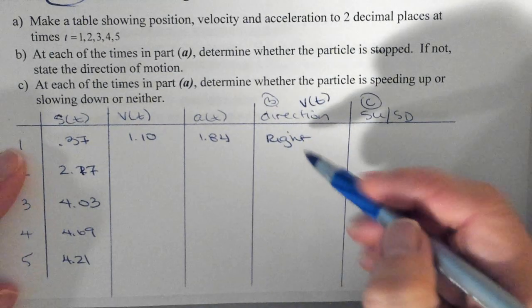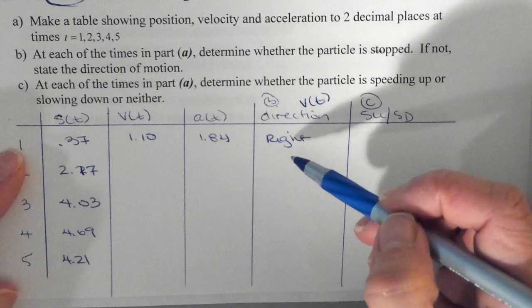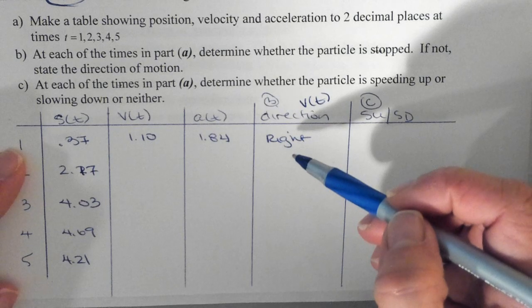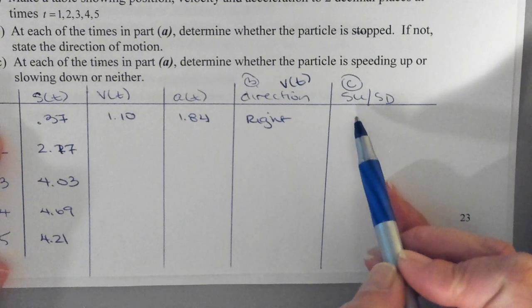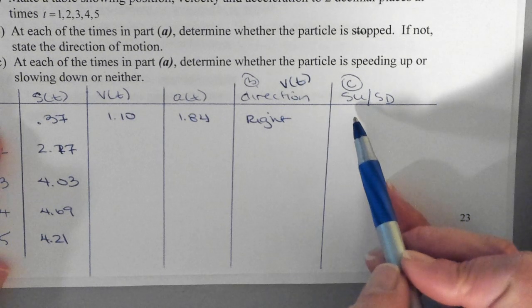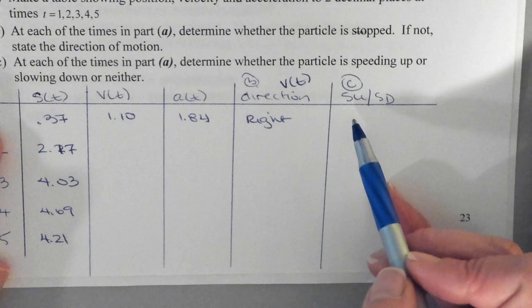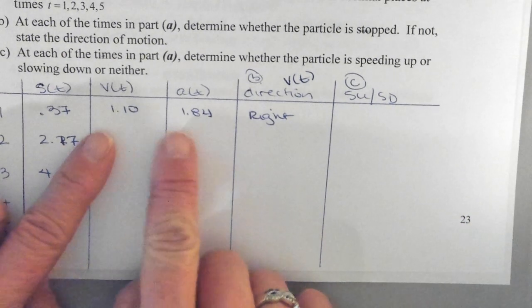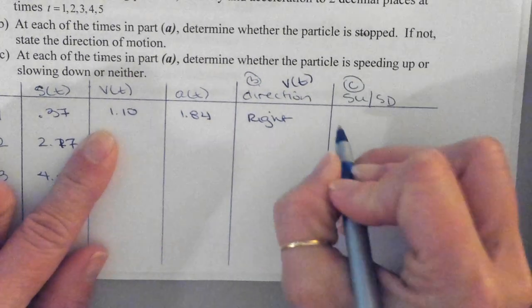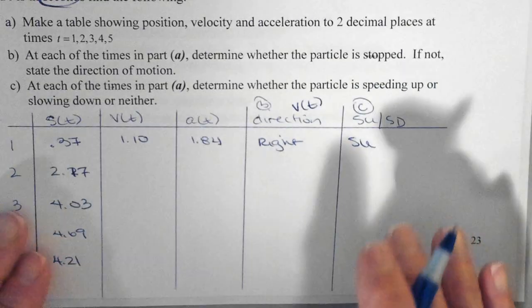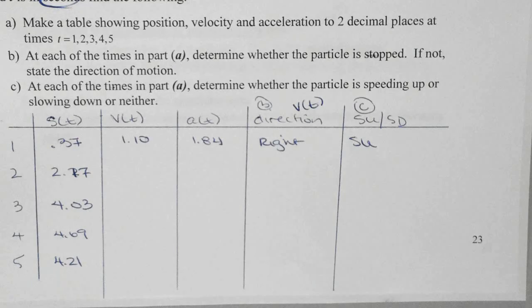What would this value have to be in order for my particle to be stopped? 0 is correct. Okay, what about speeding up or slowing down? What am I looking at to determine that? The combination of the signs, not the values, but the signs. So speeding up or slowing down? Speeding up. Okay, so I'm going to give you just a couple minutes to fill out this table. Why? Because you need to make sure you're using your calculator.